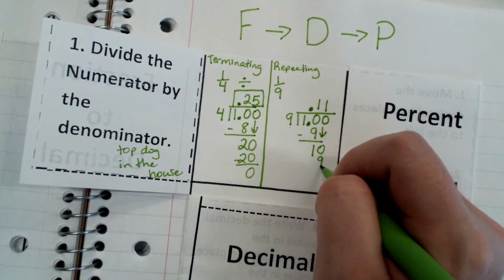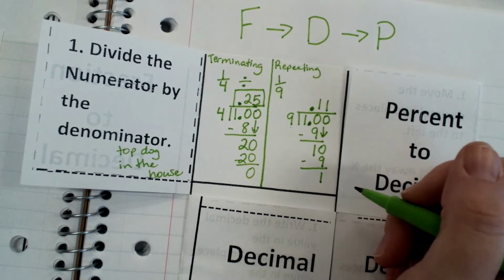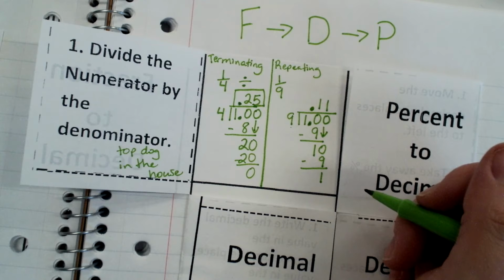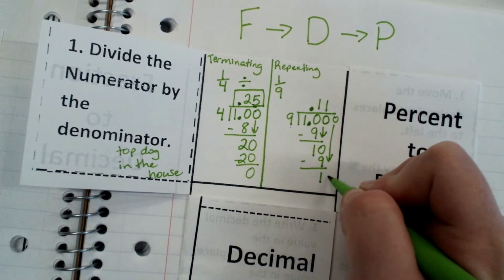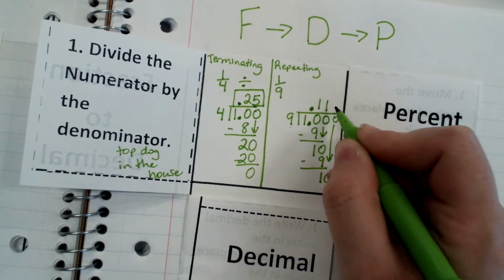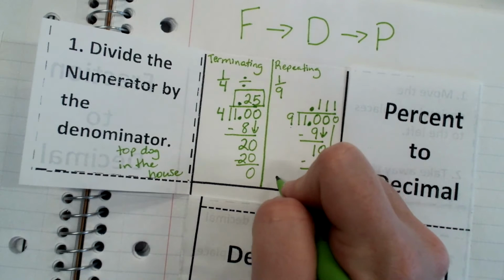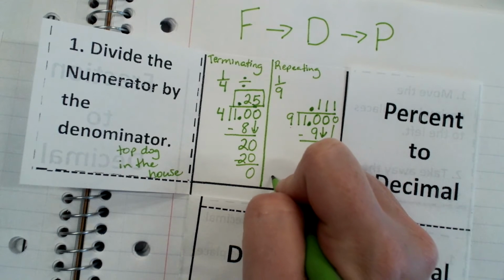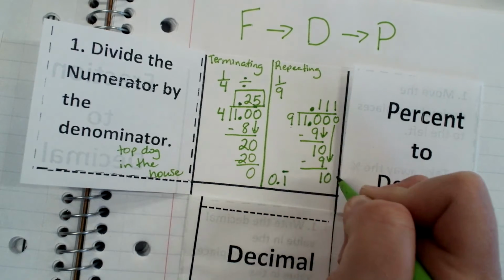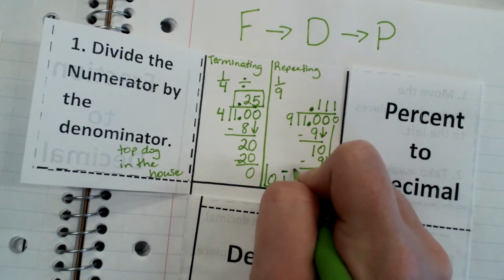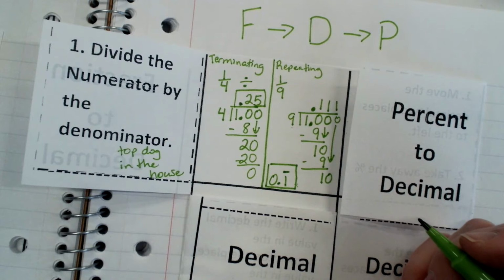Do you see the pattern now? 10 minus 9 is 1. We're going to keep doing this forever and ever if we wanted to keep going. But we know by now that it's just going to keep repeating and be 1 over and over again. So the way that we would actually write that is 0.1, and then you draw a line over the number that repeats, and that means that it's a repeating decimal. 0.1 repeating is how you would say that.